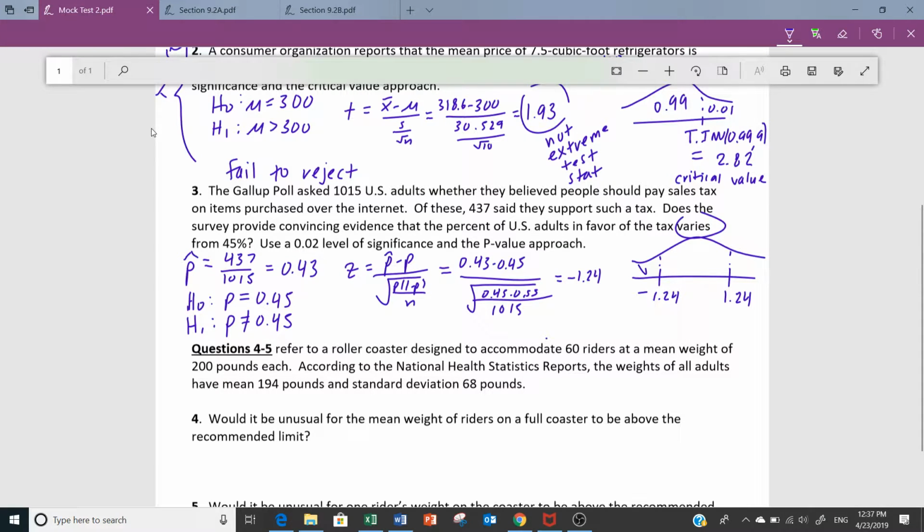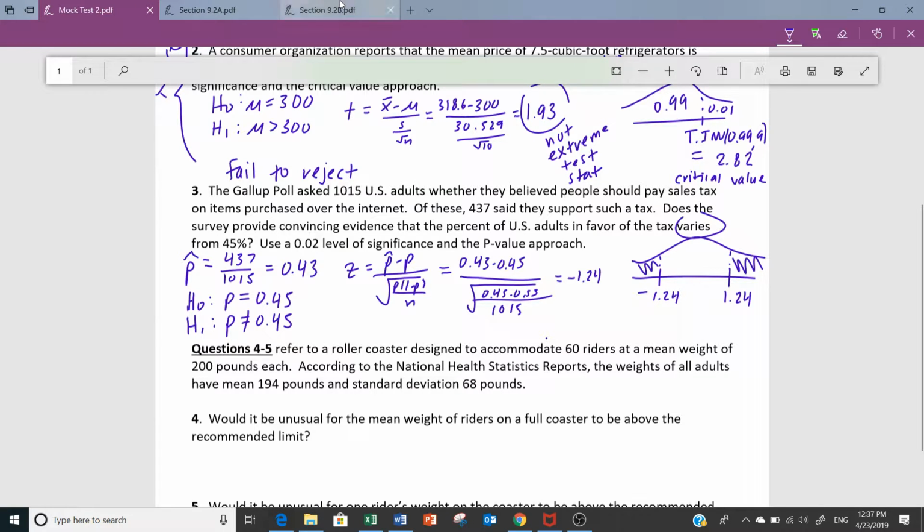Sides. Okay. Do I need to really find both of these, or can I just take one of them and double it? One and double. Which one's the easy one? No, the negative one, you just do norm.s.dist. So why do you do norm.s? Because that's a good question.